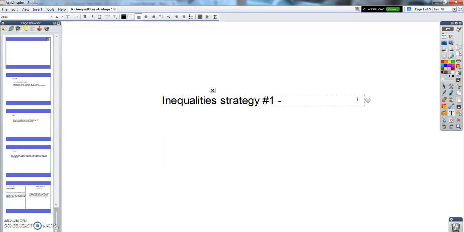Today we're going to be talking about inequality strategy number 2, which is inverse operation. Go ahead and write that down, and when you're all set, unpause, close your math notebook, and move on with me.